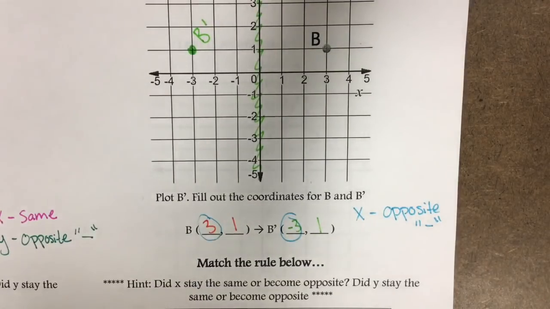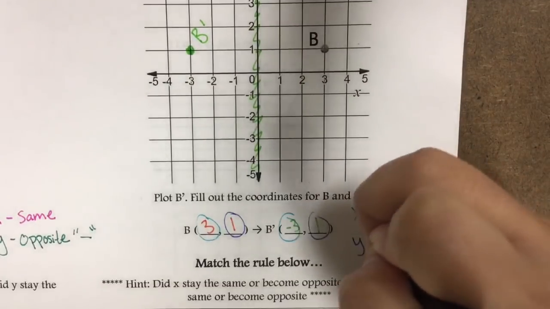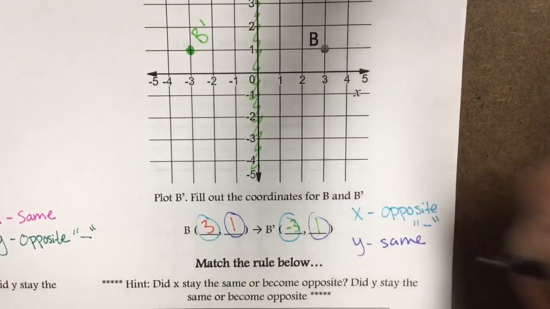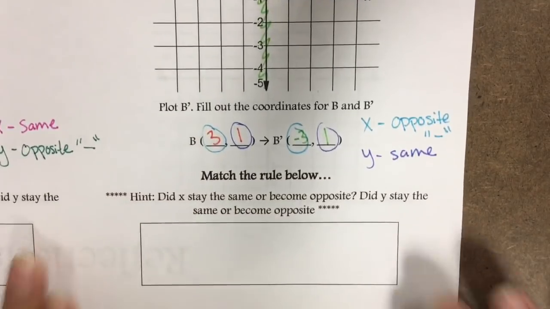Now let's go ahead and look at the y. So the y was 1. It's still 1, so y remained the same. Y did not change at all. So we're going to go ahead and write our rule.